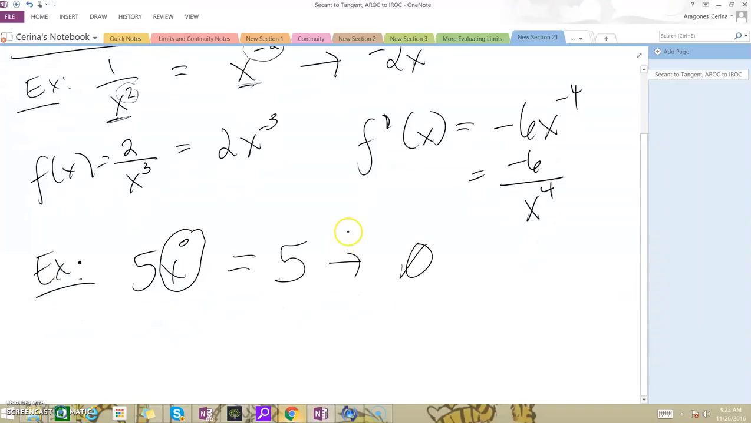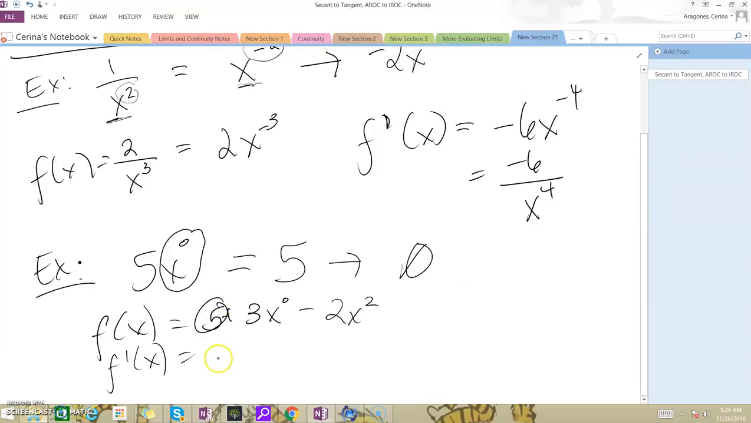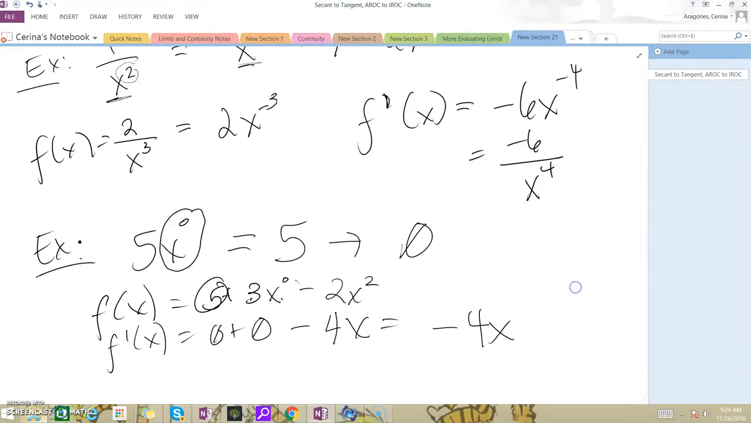Okay. So another example. If we have something like 5 plus 3x to the 0 minus 2x squared, f prime of x, well, this is a constant, so the derivative is 0. This is 3 times 1, which is just a constant, so the derivative is 0, and then this becomes minus 4x. So our derivative would be minus 4x. Okay? So that's just a couple more applications of the power rule.